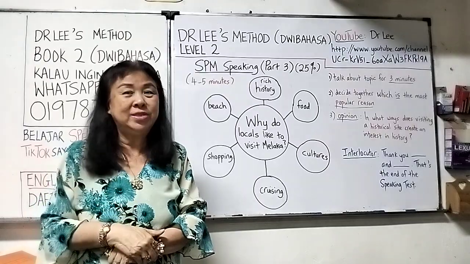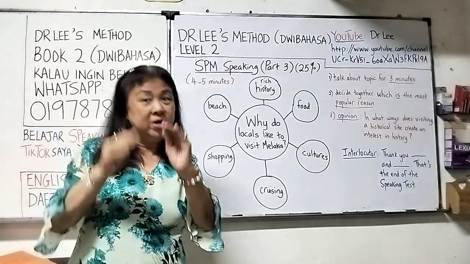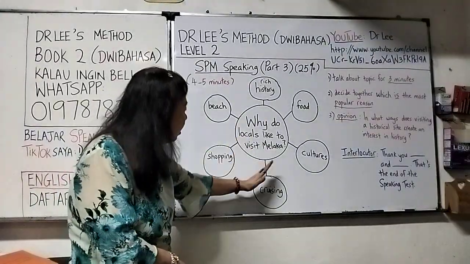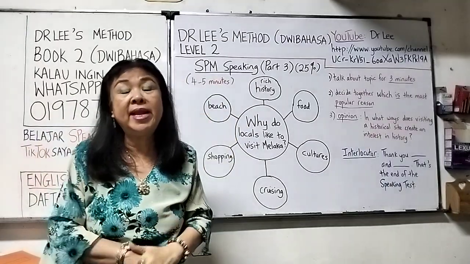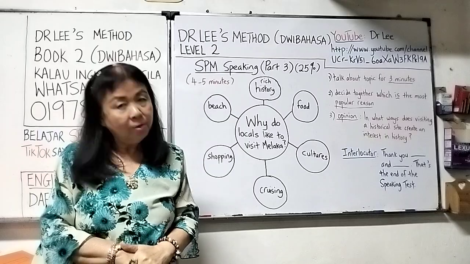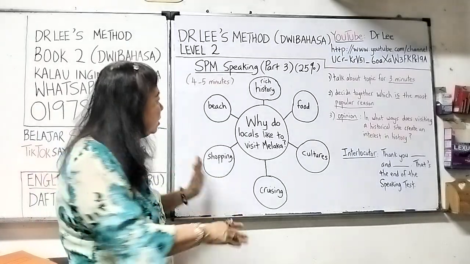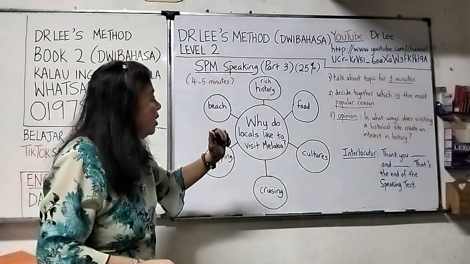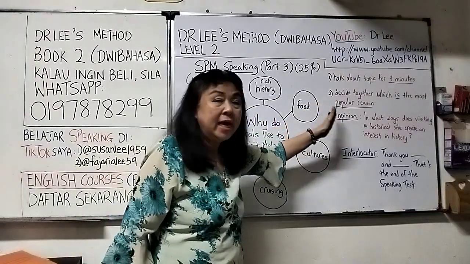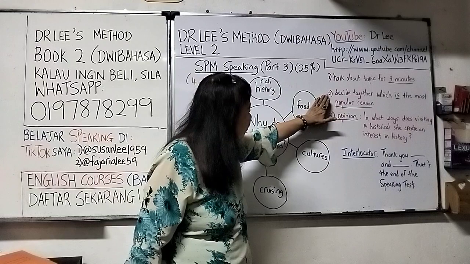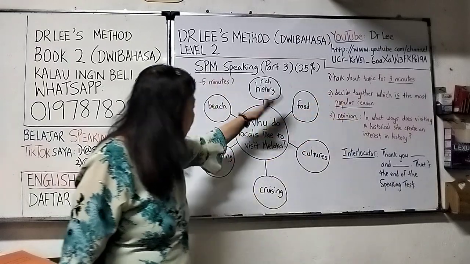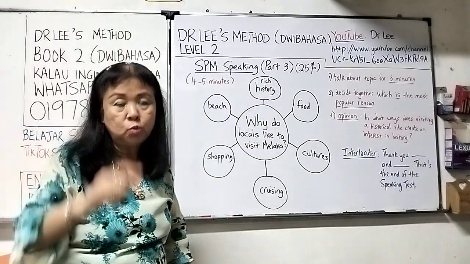Your point sounds good. And I would like to add on by saying that locals like to visit Malacca to understand the rich history that Malacca has to offer. I would say like that. So once the conversation ends, you are given time or not given time. I would say like this. Now you have to decide together which is the most popular reason. So out of the 6, you choose one.